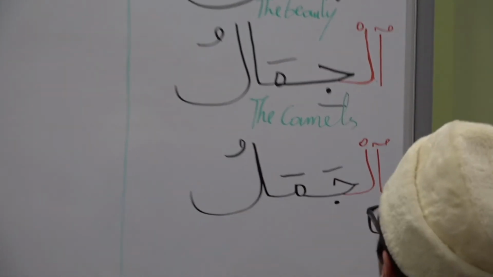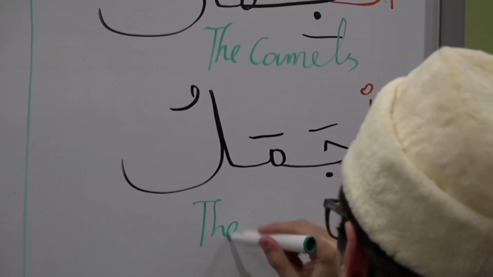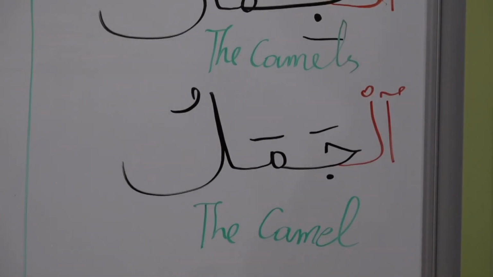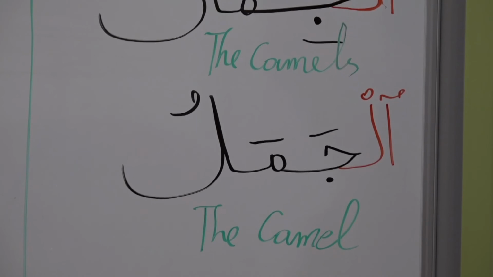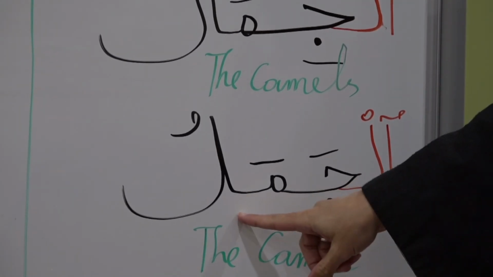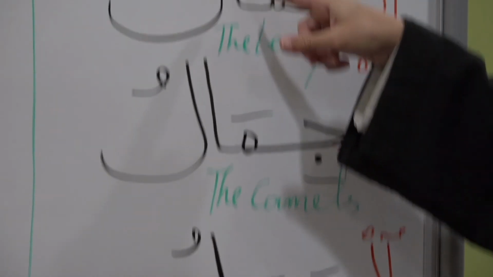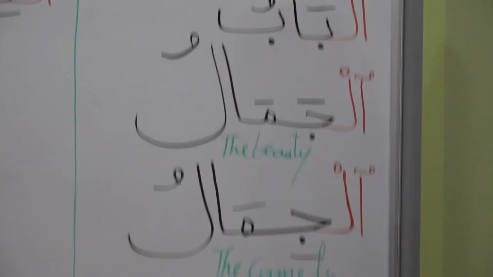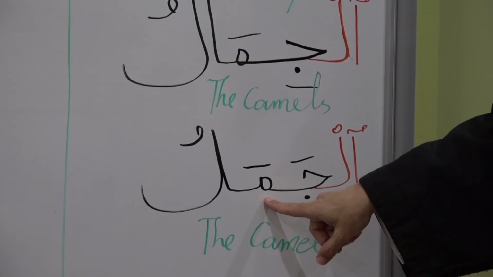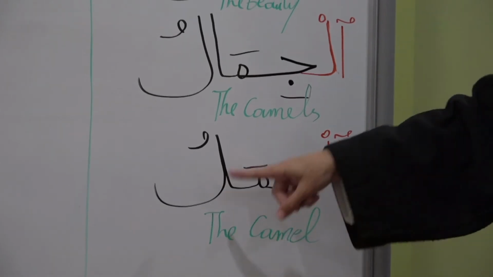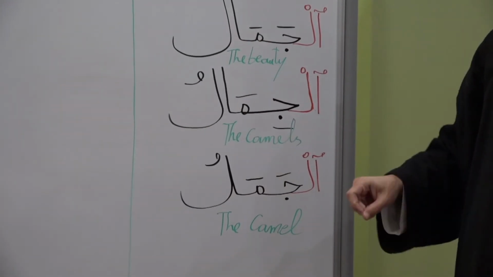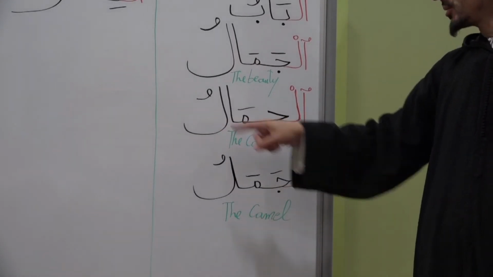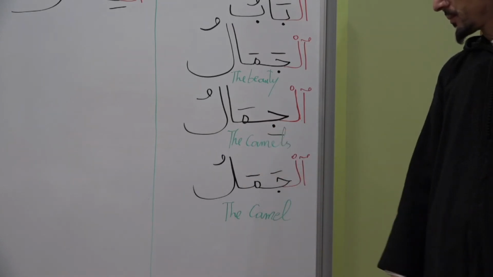That's the camel, the one camel. See the difference? So again, that's al-jamalu. This is al-jamalu. This one is al-jimalu. Al-jimalu. The camels. You see the difference?